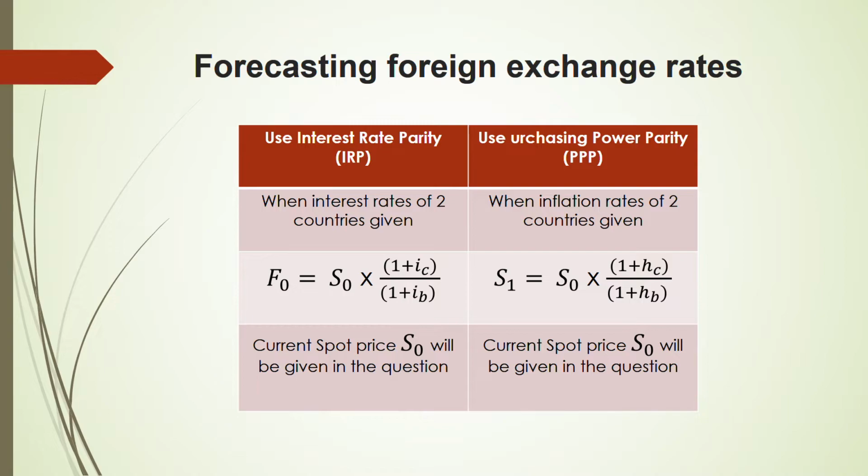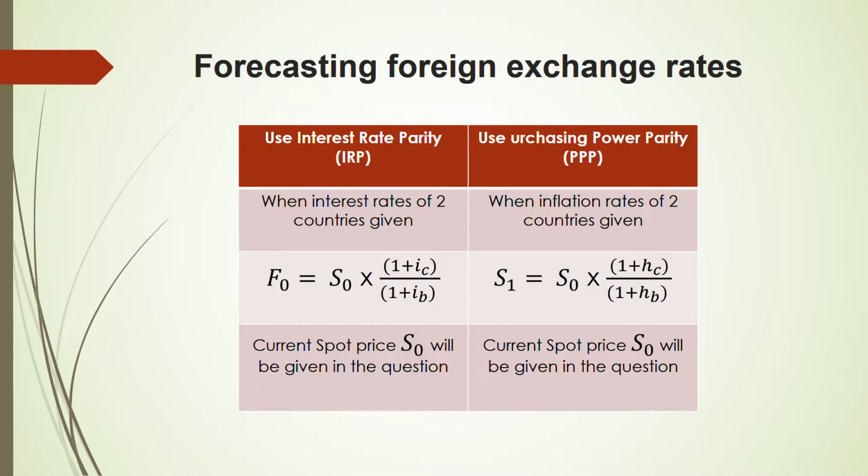If you are given the inflation of the two countries, you have to use purchasing power parity. I can see on the screen the P is missing out. So that's purchasing power parity, the triple P. This also will be given to you in the question. The formula I have given below for both, and the formula is there in your formula sheet also. For both, remember the current spot price will be given to you in the question. That is S0. That will be given whether you have to use interest rate parity or purchasing power parity.